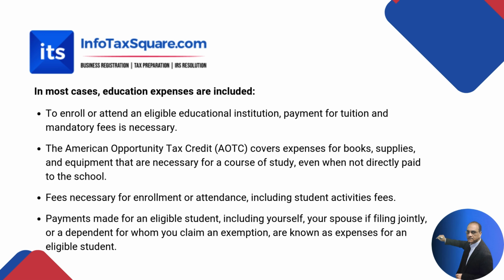Payments made for an eligible student, including yourself, your spouse if filing jointly, or a dependent for whom you claim an exemption, are known as expenses for an eligible student.